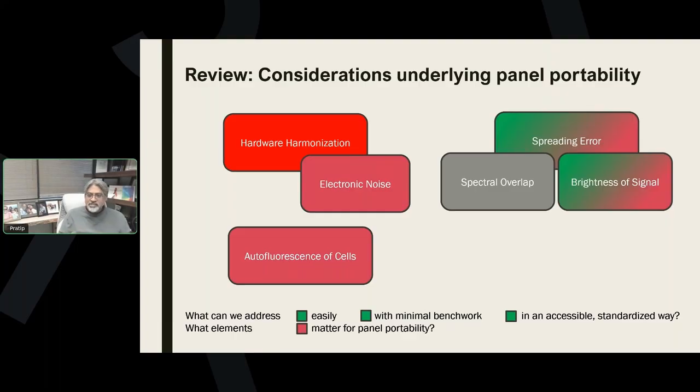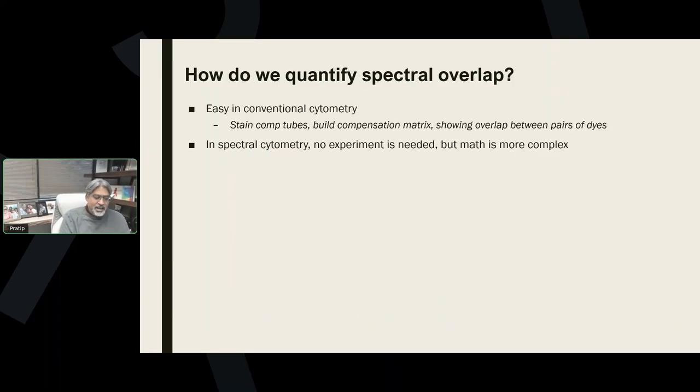There are two ways that we can deal with spreading error. We can lower the brightness of signals by titrating down our antibodies, and that's relatively easy and is trivial to do, and is probably within the best practices of how we should be doing high parameter flow. And then another way to look at it is thinking about the spectral overlap, because if we can minimize the spectral overlap that we have, we can minimize the revelation of this spreading error.